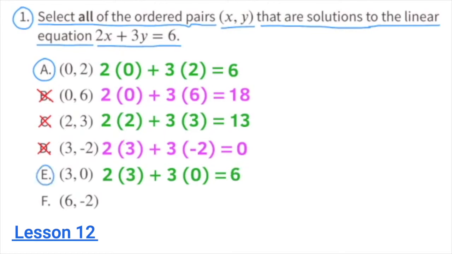F. Substitute the x with the 6 and the y with the negative 2. It would read 2 times 6 plus 3 times a negative 2. 2 times 6 is 12, and 3 times a negative 2 is a negative 6, so that's like 12 plus a negative 6, or 12 minus 6, and 12 minus 6 is 6. The ordered pair for F is also a solution to the linear equation.